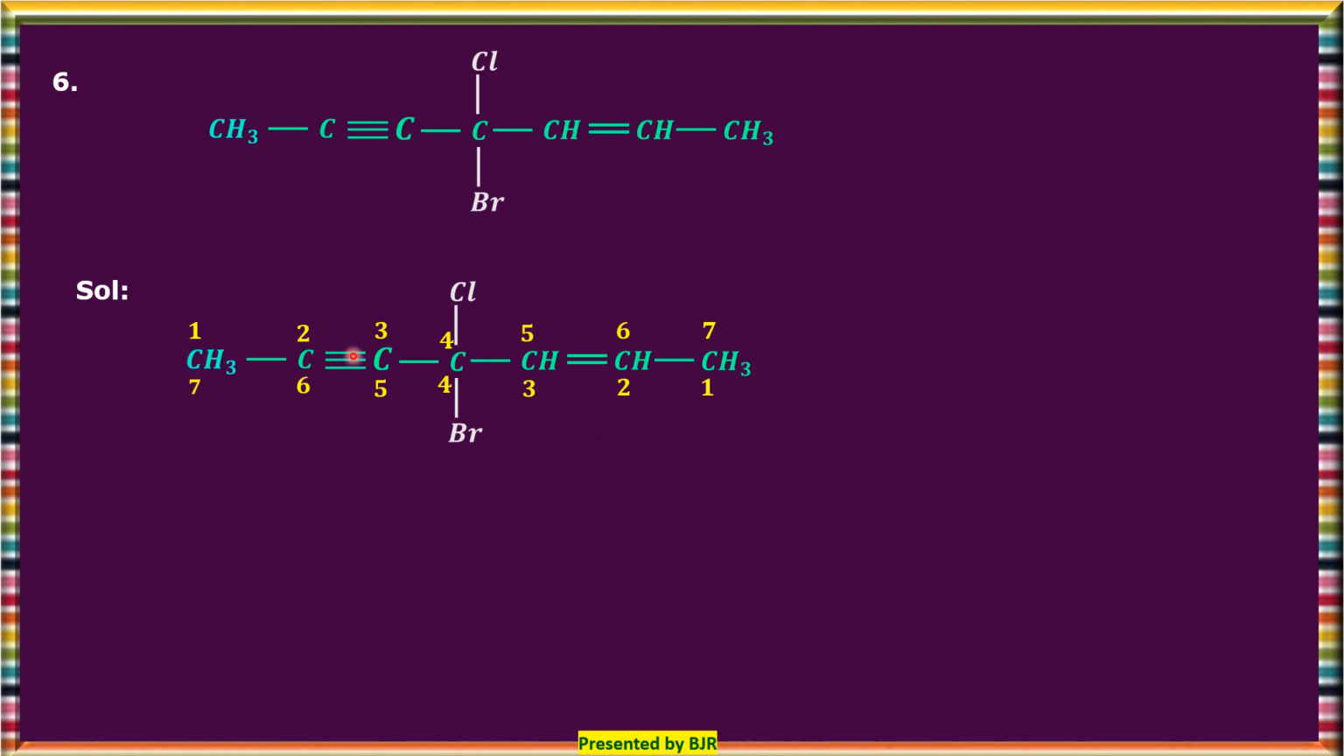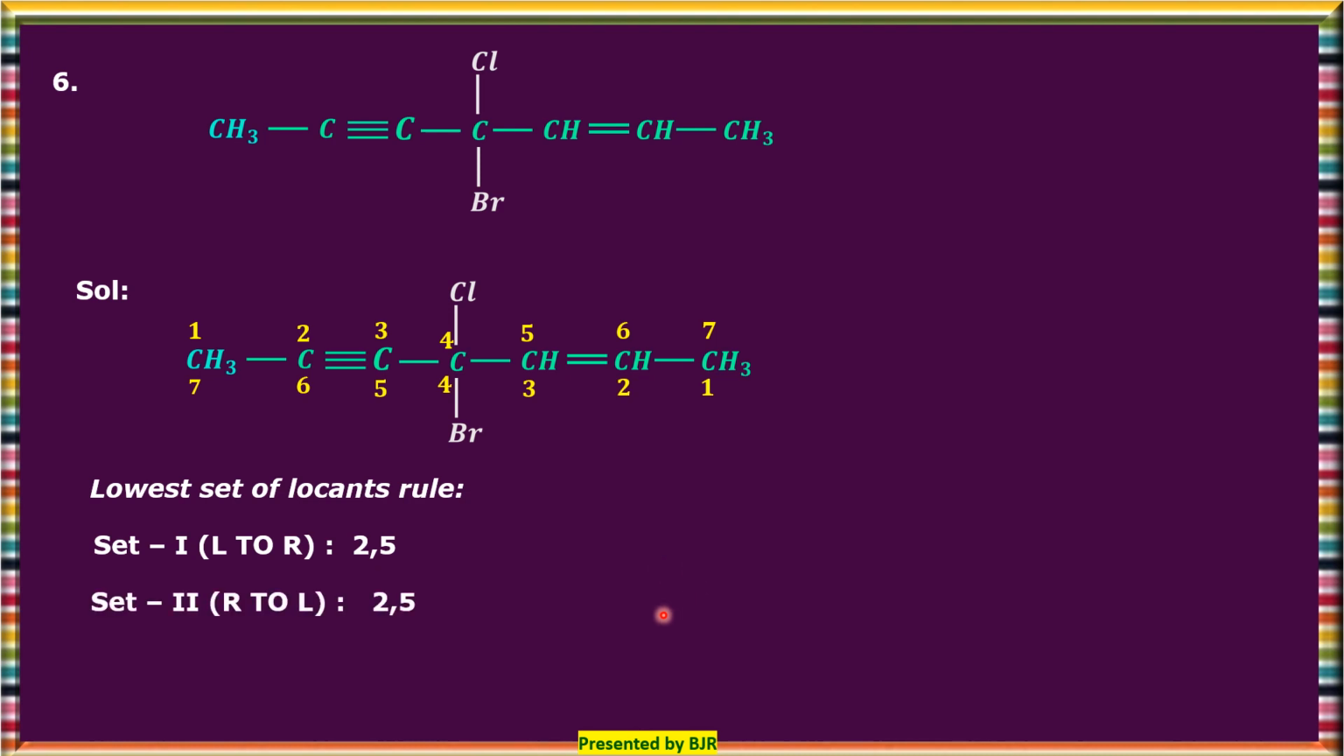From left to right, set 1 locants are 2, 5. I am using the lowest set of locants rule. Set 2 locants from right to left, 2, 5. Second and fifth carbon atoms are bearing double bonds. Okay. So here you can observe the two sets of locants are same. At that time, double bonds are given priority over triple bonds.